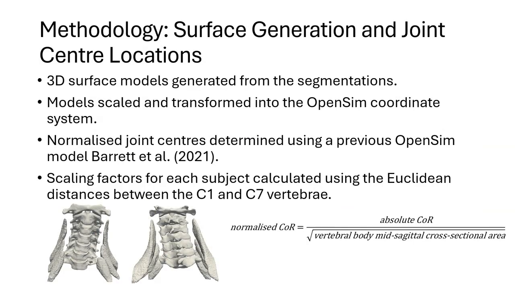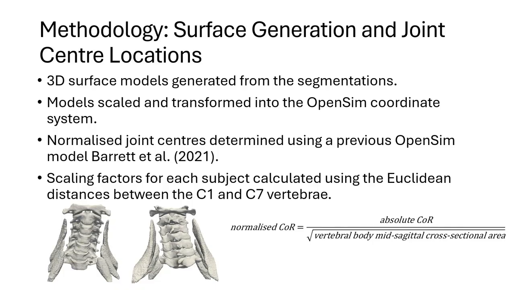The second part of the method was to develop surfaces and find joint center locations for the subjects. So the 3D surface models were then generated from the segmentations using 3D Slicer software. Individual transformation matrices were used to transform each surface from the global CT scan coordinate system to the surface's local coordinate system.